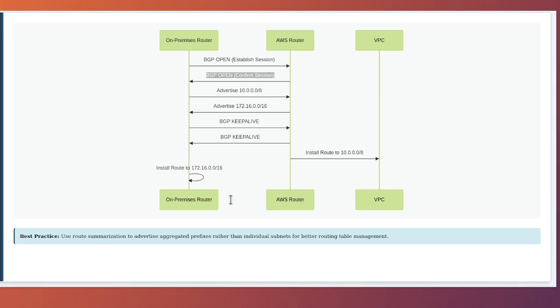One important aspect of BGP in Direct Connect is route filtering and summarization. You should carefully control which routes you advertise to AWS and which routes you accept from AWS. Advertising too many specific routes can cause issues, and accepting routes you do not need can fill up your routing table unnecessarily. Many organizations use route summarization to advertise aggregated prefixes rather than individual subnets, which keeps the routing table manageable and improves convergence time.